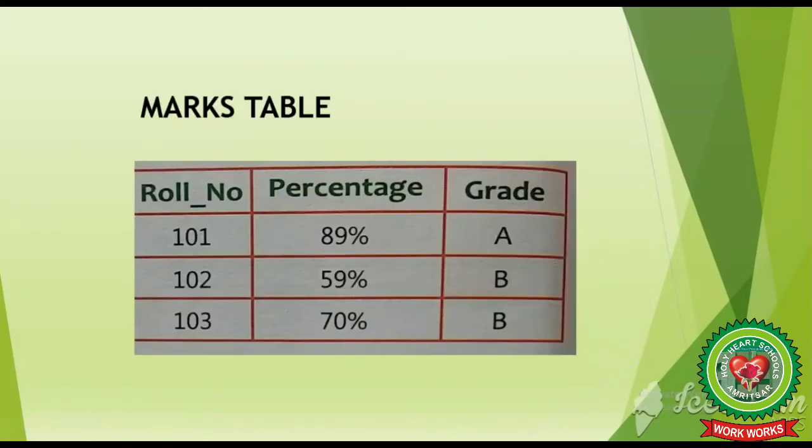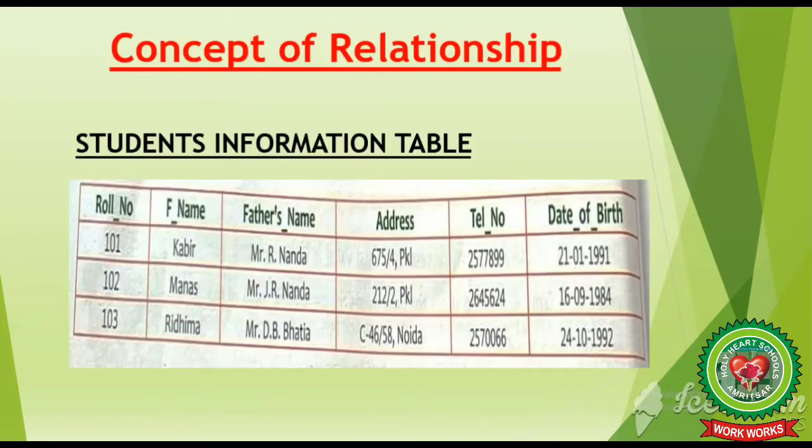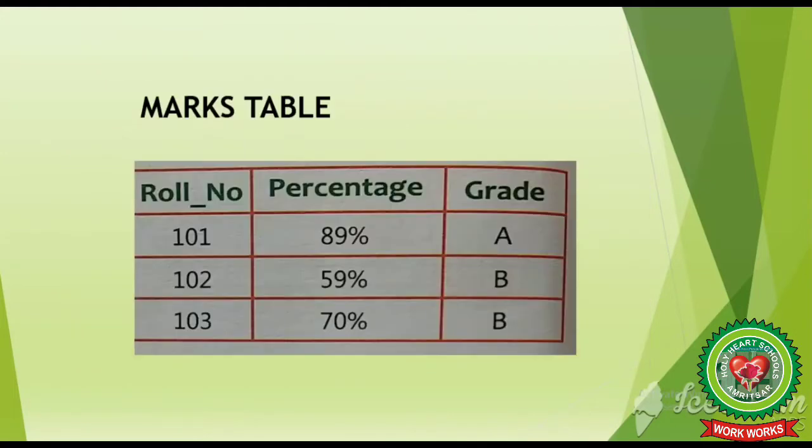So, the next table is the marks table. Notice that the values of roll number field in the marks table are the same as the values in the student's information table. You can see, you can define a relationship between both the tables using a common field, that is the roll number. Thus, by splitting the related information into different tables, RDBMS reduces the duplication of data.